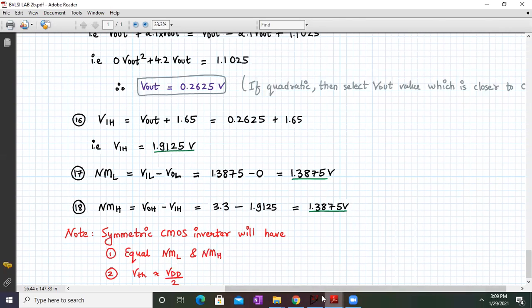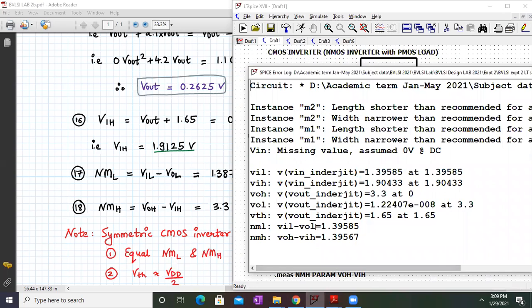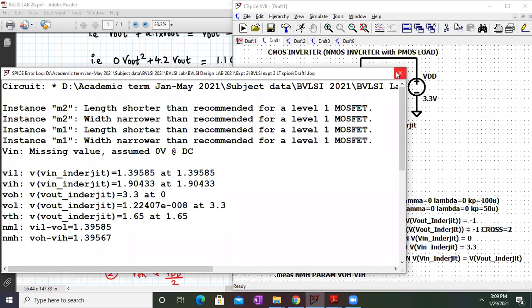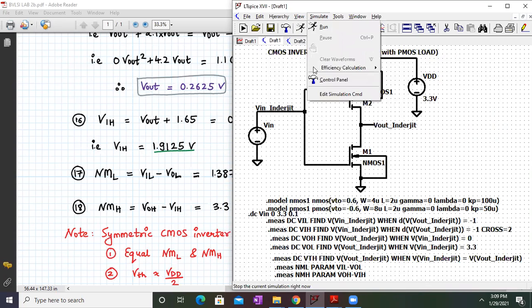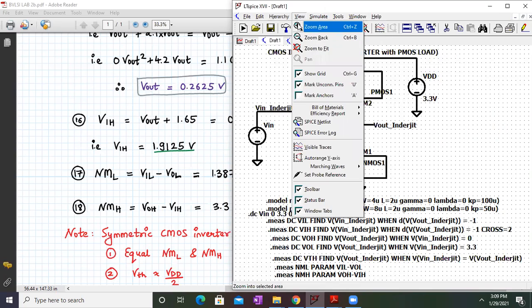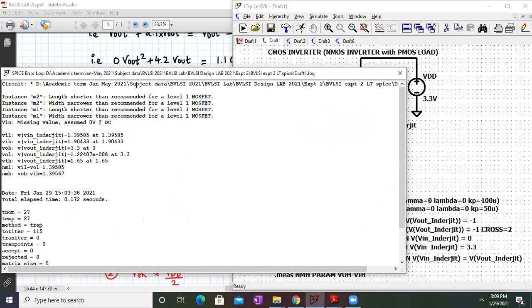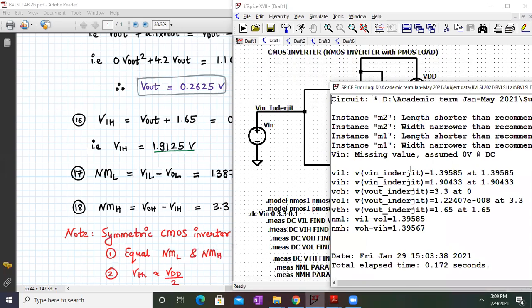Let's see whether in simulation also we get this. Yes, we are getting similar noise margins, 1.39. That's absolutely fine. Maybe some parameter I have taken here and there. A slight deviation will be there. But the important thing is we are getting equal noise margins over here, if you see carefully.